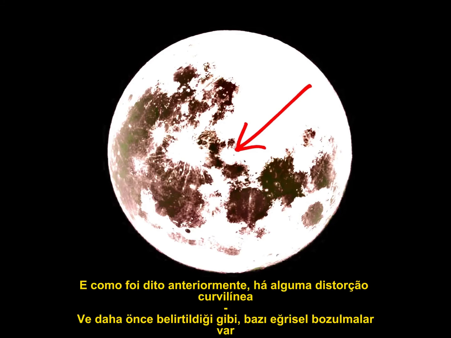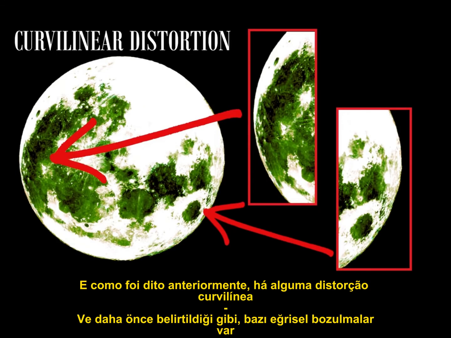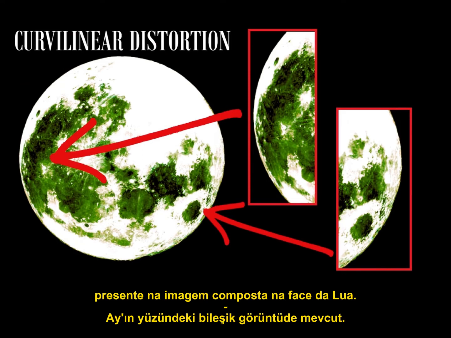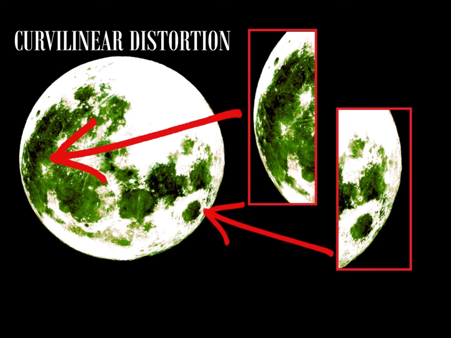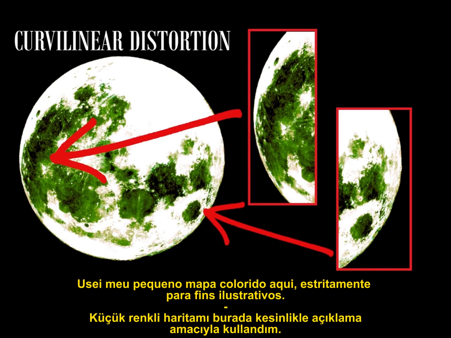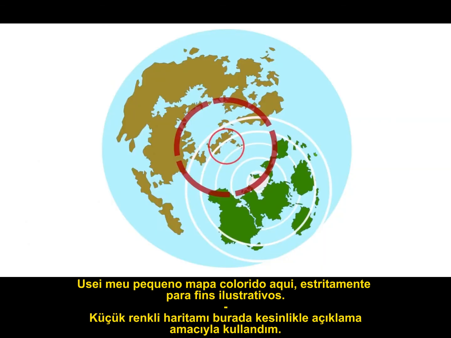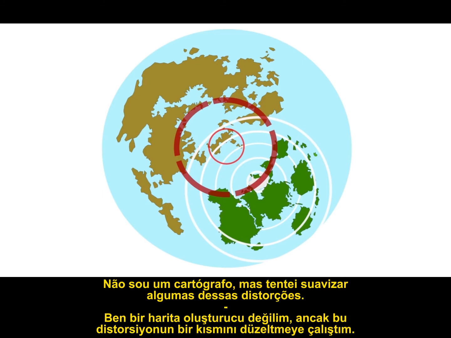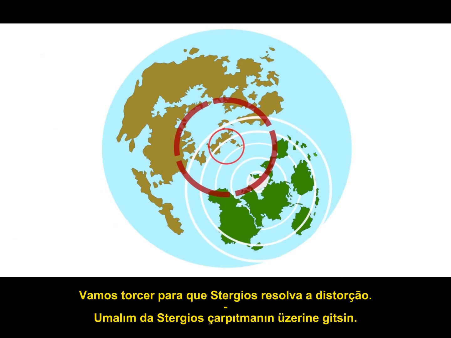And as stated before, there is some curvilinear distortion present in the composite image on the moon's face. I have used my little colourful map here strictly for illustrative purposes. I am not a map maker, but I did attempt to smooth some of this distortion out. Let's hope Sturgios tackles the distortion.